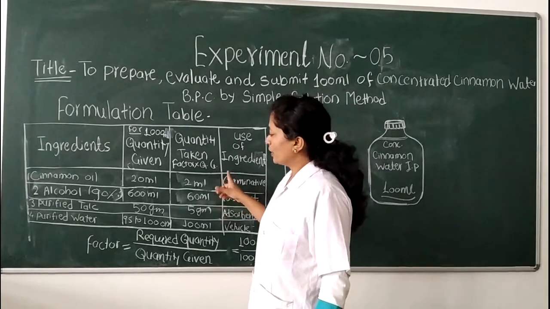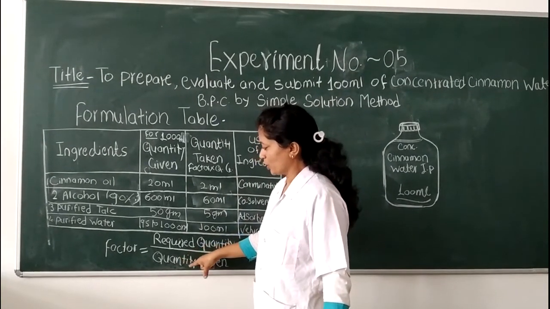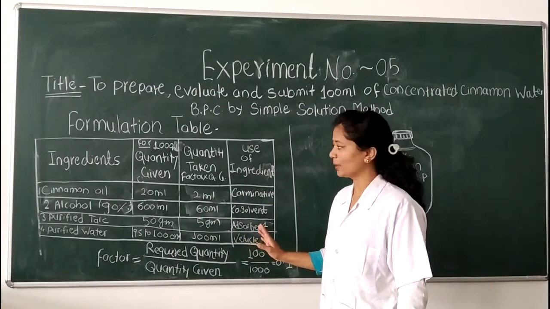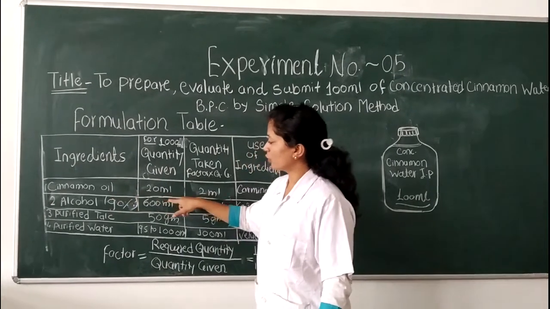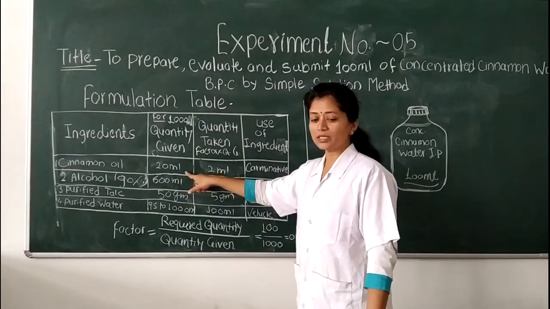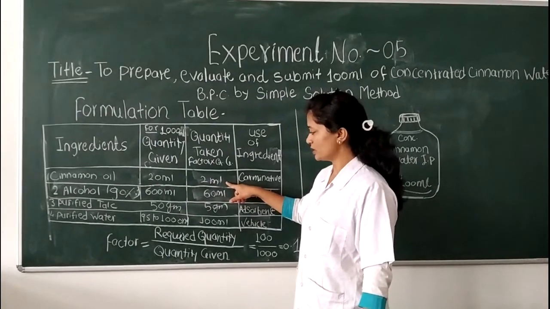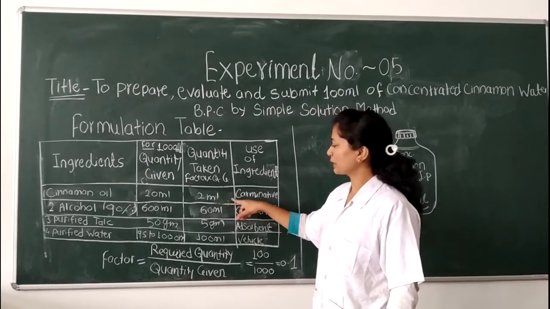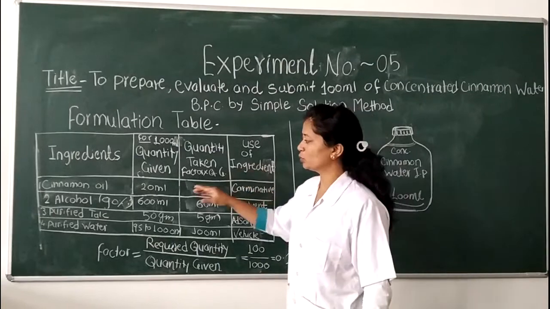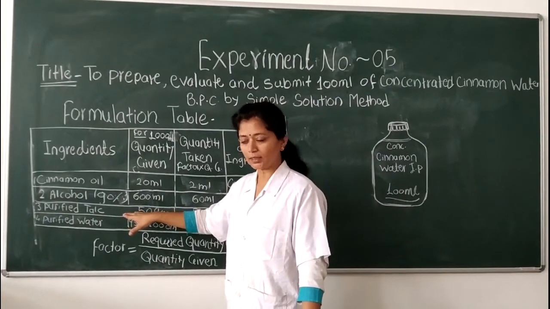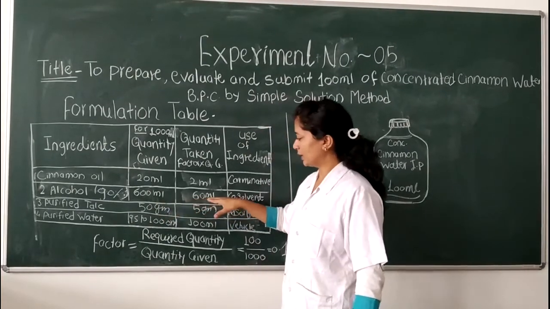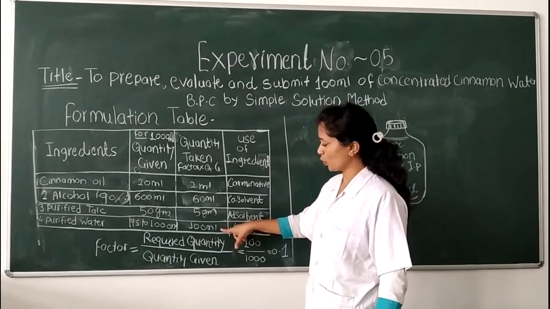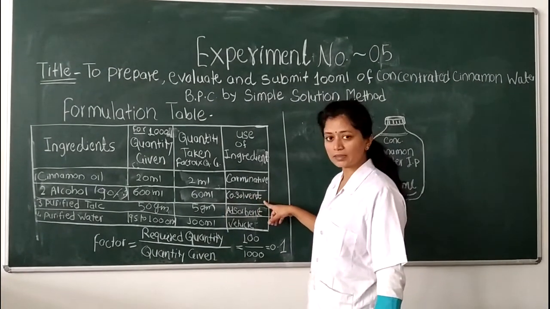So we multiply each quantity required for 1000 ml by the factor, and we get the quantity for 100 ml. The first ingredient is cinnamon oil. The quantity given for 1000 ml is 20 ml and the quantity taken is 2 ml, obtained by 20 multiplied by 0.1. Its use is as a carminative. Then alcohol 90%: the quantity is 600 ml, and for making 100 ml of concentrated cinnamon water it is 60 ml. Its use is as a co-solvent.